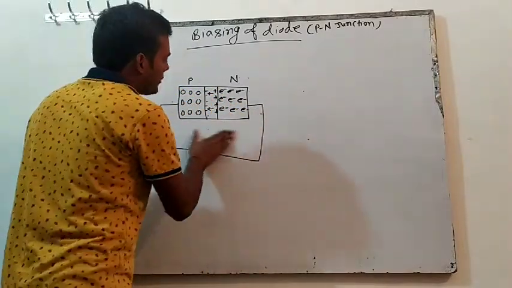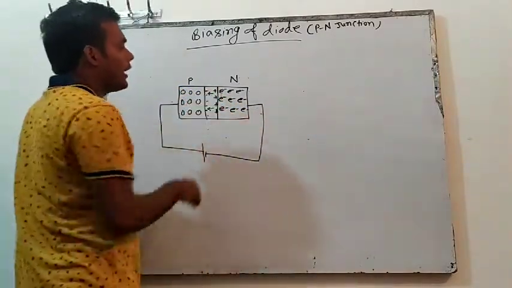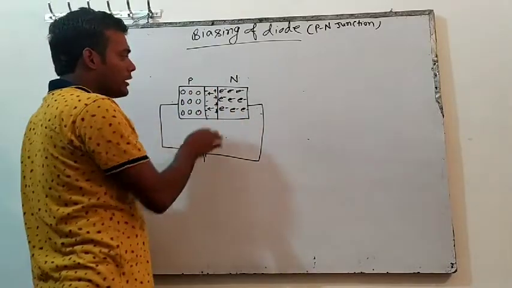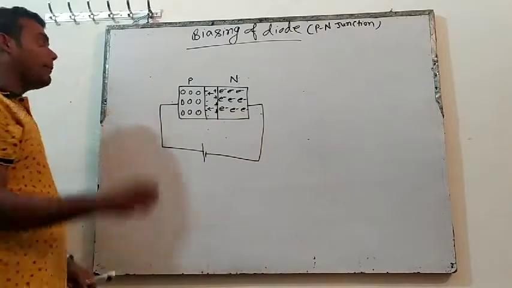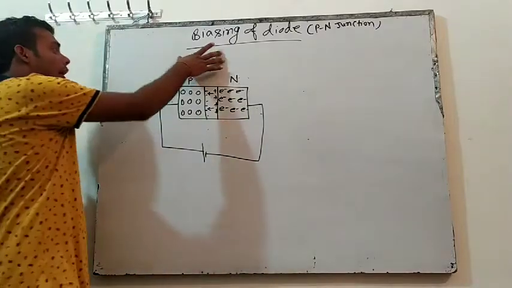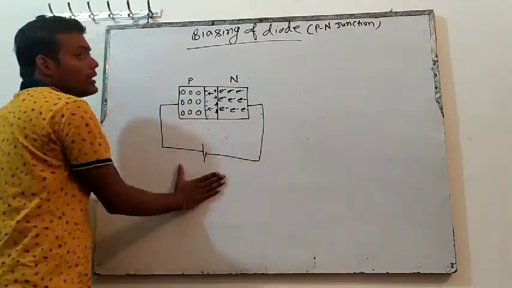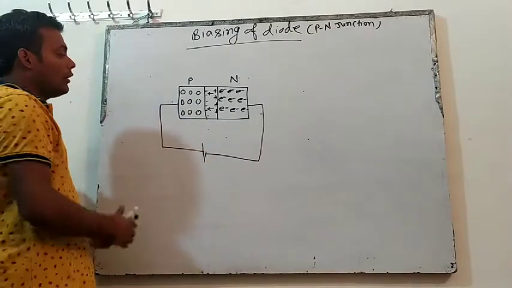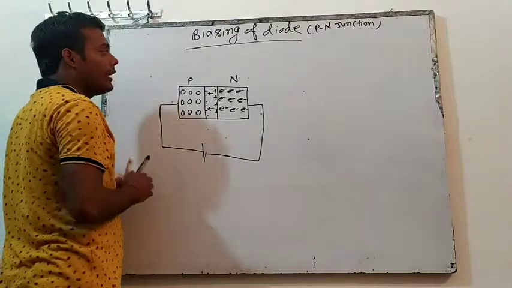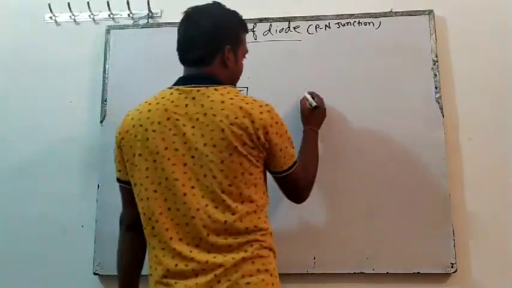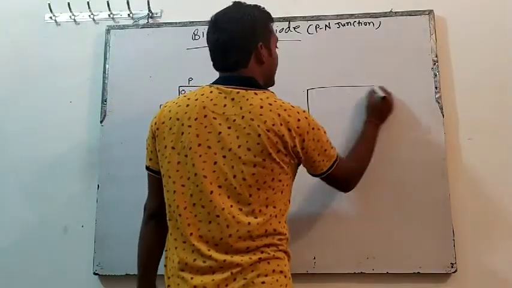In my previous class, I explained that there will be holes and electrons, here will be negative charge, here will be positive charge. The electric field in the depletion region will be from positive to negative. Biasing means to connect the PN junction with a voltage source, with an EMF source. This connection can be of two types. Either we can connect like this, or we can connect it like this.